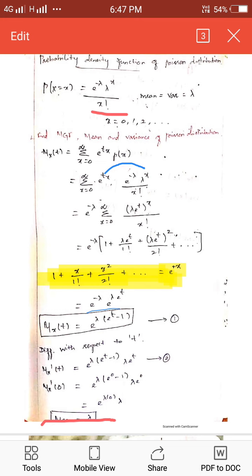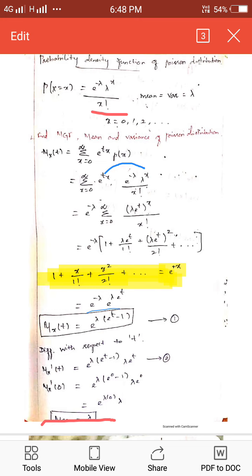Mean is the first derivative, so the first equation can be differentiated with respect to t. M_X of t, if we differentiate, we will get M_X dash of t. On the right side, the whole function can be written as capital X, so e power x, if we differentiate, we will get e power x. So, the whole term is written as it is. Again, we have to differentiate the power of t term, lambda into e power t. Lambda is constant, and differentiation of e power t is e power t. Now we got the differentiated term. We can take it as second equation.